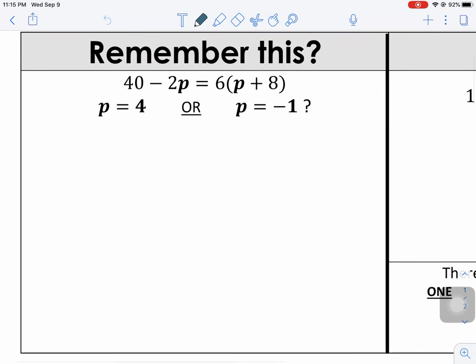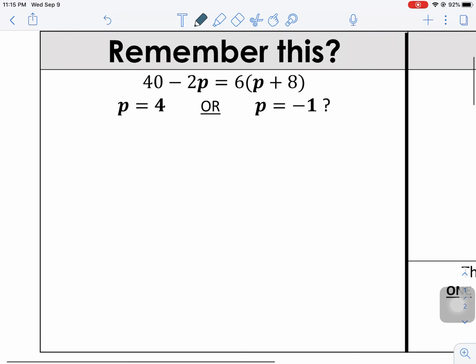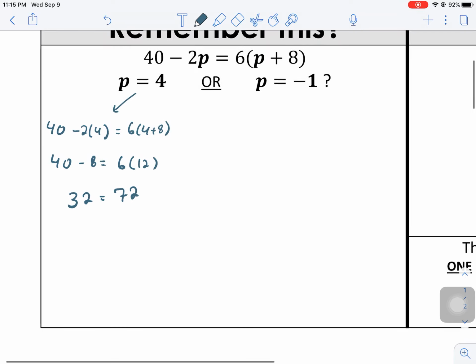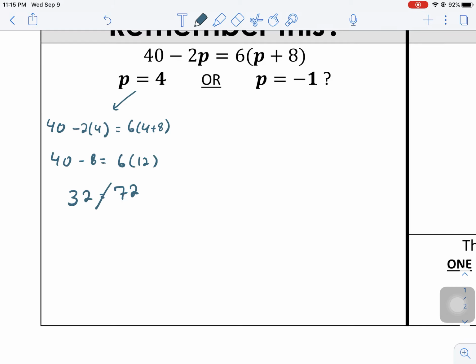Okay, I just kind of wanted to go through this because many of you may have just solved for p in this problem, but you actually didn't have to solve for p. Instead, what we could have done is just plugged in the numbers that they were talking about. So if we plugged in 4, it would be 40 minus 2 times 4 is equal to 6 times 4 plus 8. And then as we go down through this and solve it, we get 40 minus 8 is equal to 6 times 12. 40 minus 8 is going to give us 32, and then 6 times 12 is going to give us 72. As we can see, these two things are not equal, so p equals 4 is not a solution.